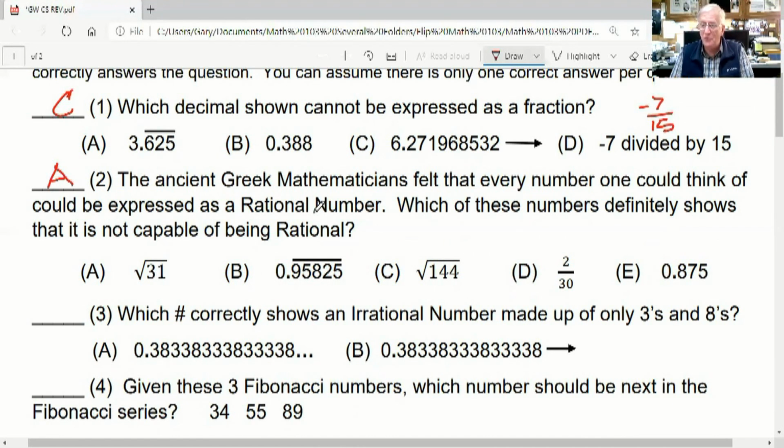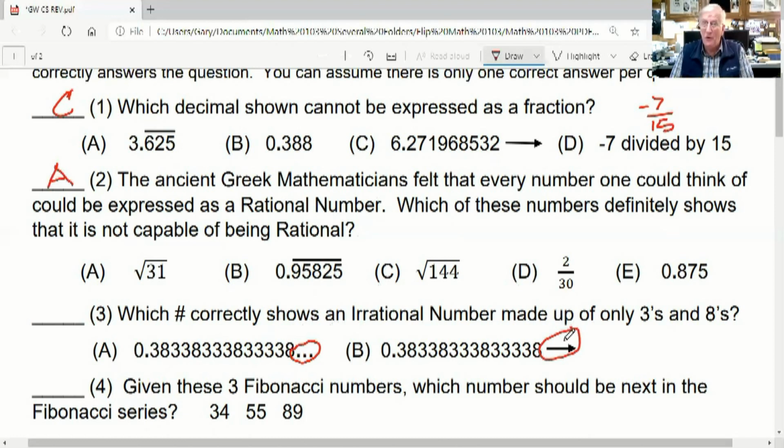Which correctly shows an irrational number made up of only 3s and 8s? Well, I think you can see that both of the number parts written out are exactly the same, right? A 3, 8, 2 3s and an 8, 3 3s and an 8, 4 3s and an 8. The first one here shows a dot, dot, dot notation. The second one shows an arrow. What does dot, dot, dot mean? Continues in the same pattern, right?